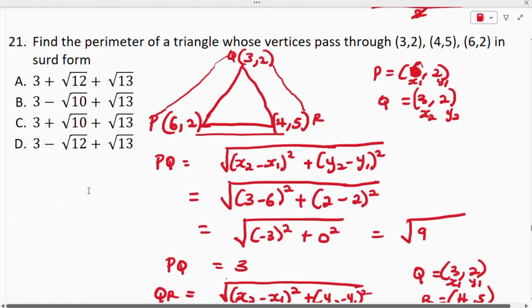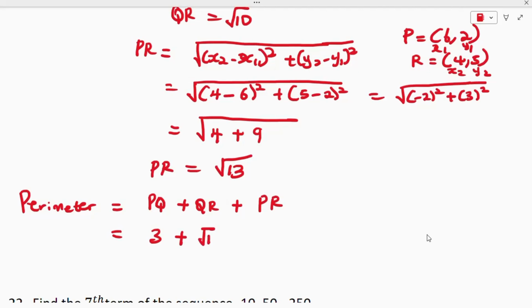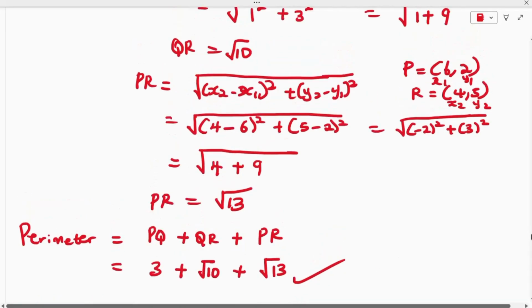So the question says we have to find the perimeter of the triangle whose vertices pass through these points. Alright, so we have been able to find all the sides right here. We know PQ is 3, QR is the root of 10, and PR is the root of 13. So hence we are going to say the perimeter of the triangle is equal to PQ plus QR plus PR, which is equal to 3 plus the root of 10 plus the root of 13, and this is the final answer. So we have 3 plus the root of 10 plus the root of 13.